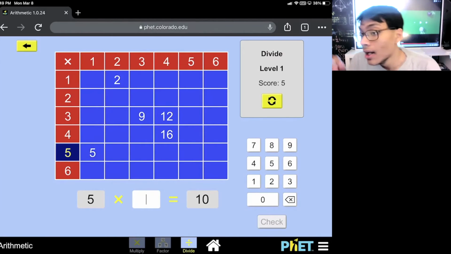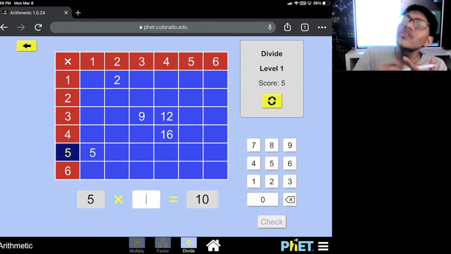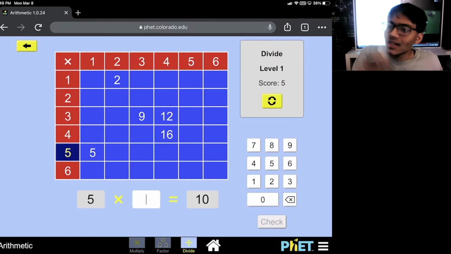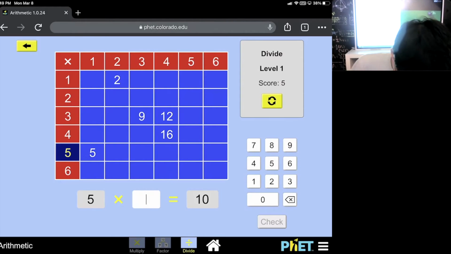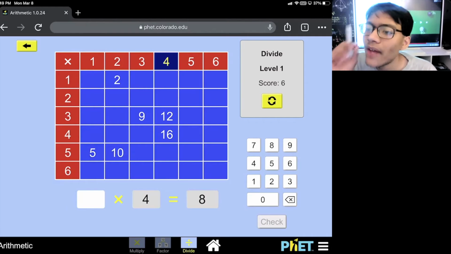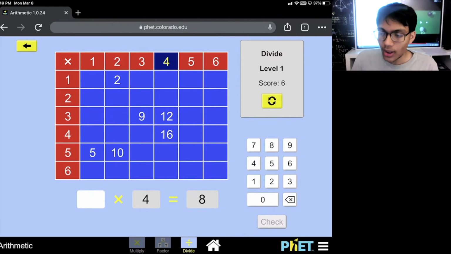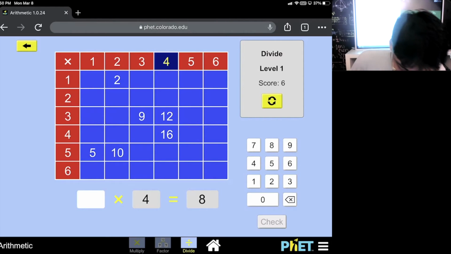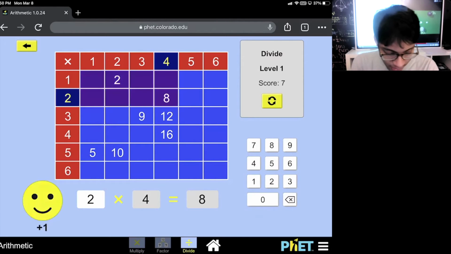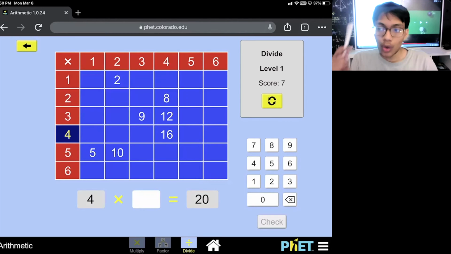Next one. 5 times what is 10? Well, think about it. Let's do the 5 times table. 5 times 1 is 5. 5 times 2 is 10. And huzzah! 5 times 2 is 10. Next one. What do we multiply 4 by to get 8? Well, 4 times 1 is 4. 4 times 2 is 8. And that's it. There it is. 8.